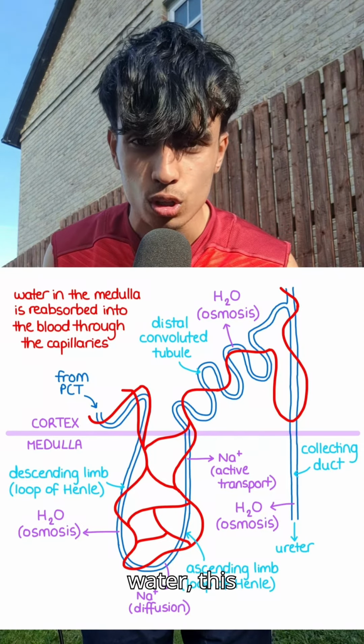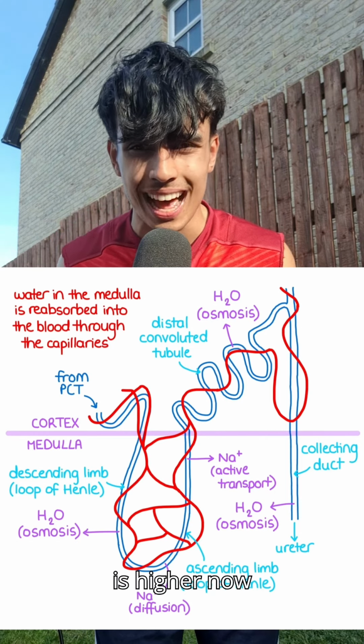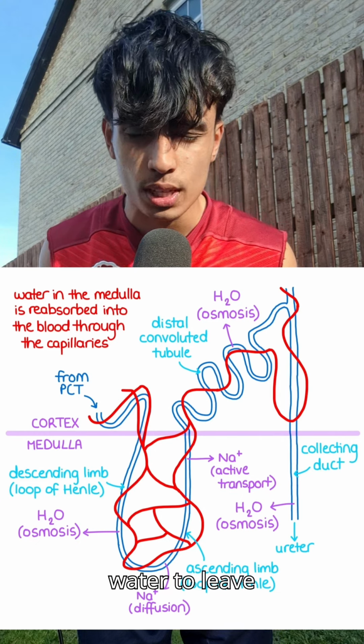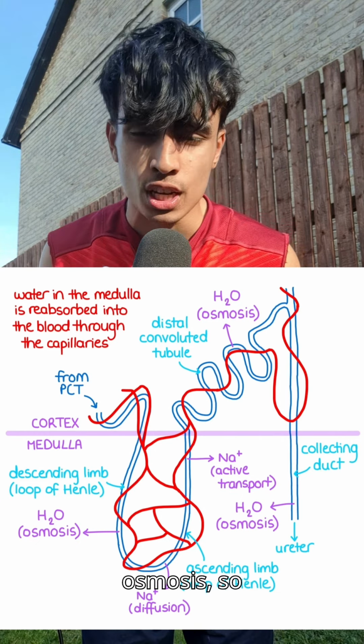Now this causes the water potential in the medulla to be lowered since the ion concentration is higher now, and essentially this causes water to leave the distal convoluted tubule and the collecting duct via osmosis, so that gets selectively reabsorbed as well.